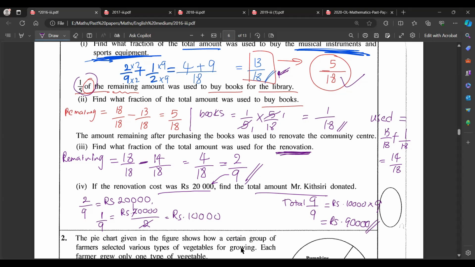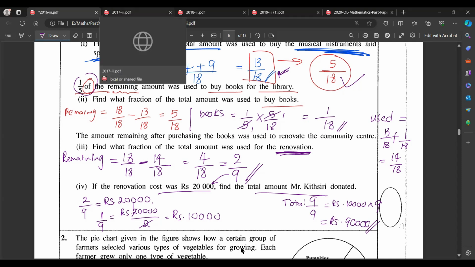1 part is 20,000 divided by 2. It is 10,000. So total 9 parts should be there. If you consider 9 parts, you have to take all 9. So 10,000 should be multiplied by 9. It is 90,000. You have to do like that.